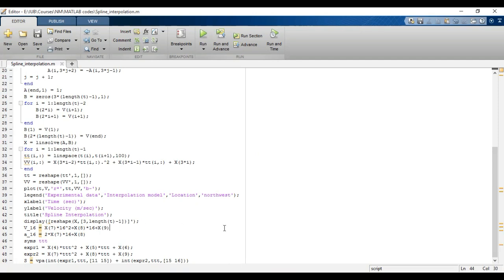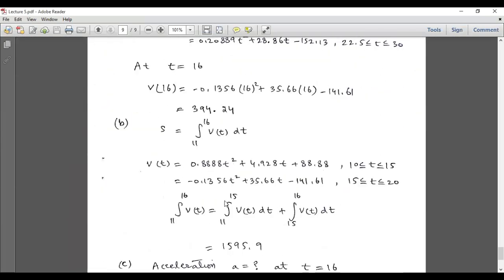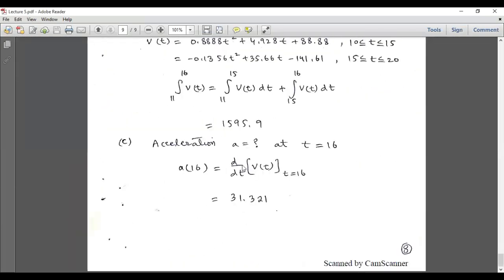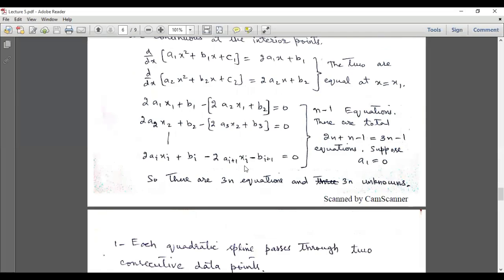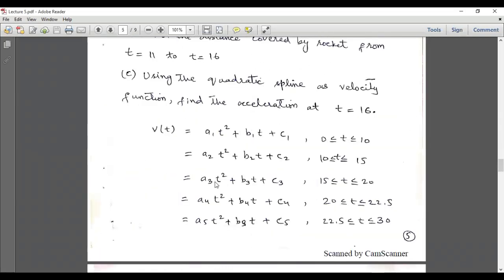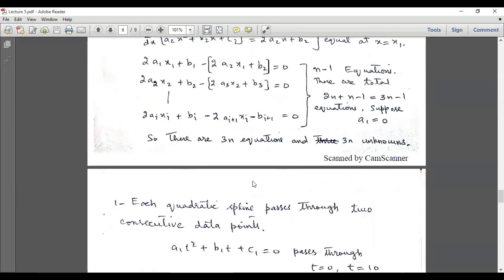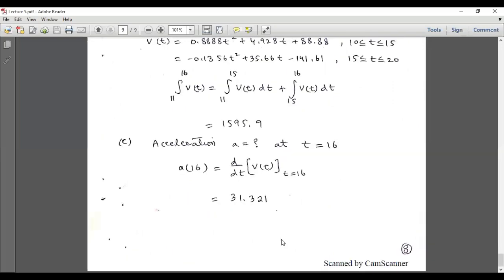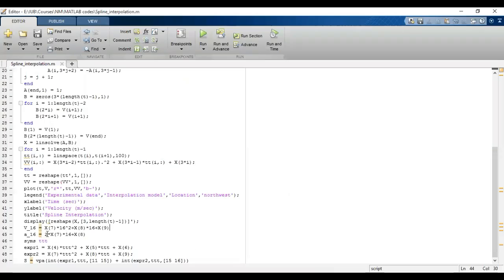In the second part we have to calculate the acceleration at t equal to 16. The acceleration at t equal to 16 will be given by taking the derivative of the velocity, and the derivative of the velocity for the third spline is 2 a3 t plus b3, right? So this is 2 a3 t plus b3. Here 2 a3 is 2 times X7, times t, plus this is b3.